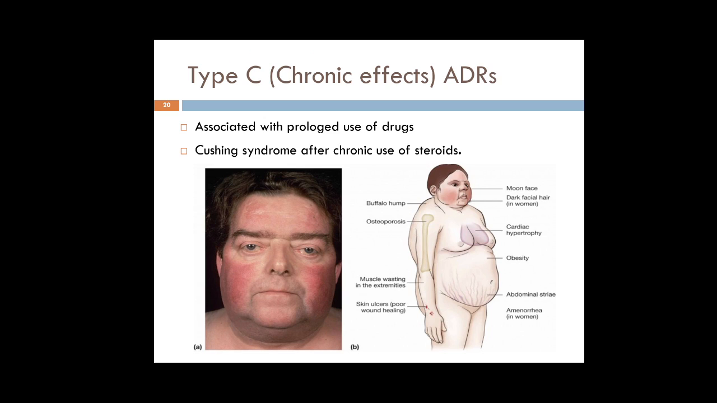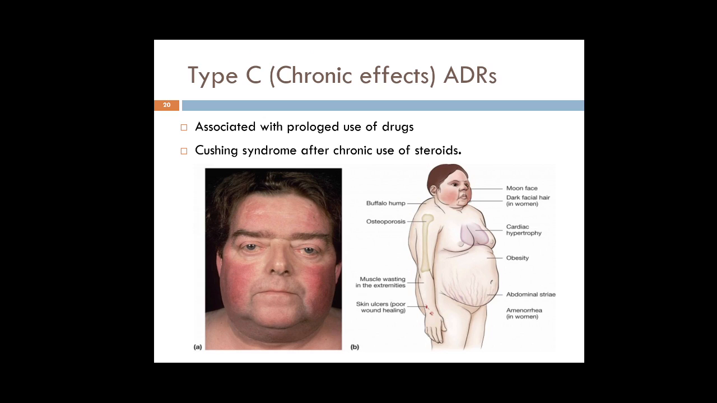So what is Cushing syndrome? The symptoms and signs you can see on the right hand side on the picture. It causes moon face, dark facial hair, cardiac hypertrophy, obesity, abdominal striae, amenorrhea in women, skin ulcers, poor wound healing because of muscle wasting in the extremities, osteoporosis, that is weakening of the bones, and buffalo hump because of the fat deposition. So these are very common symptoms of the prolonged use of corticosteroids or steroids.